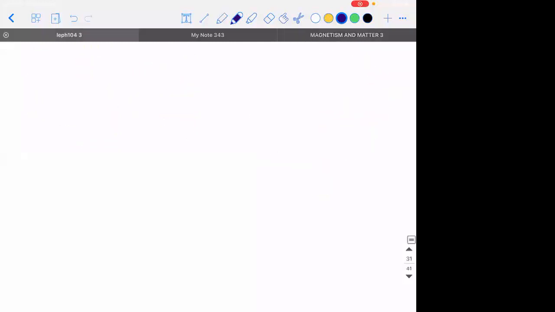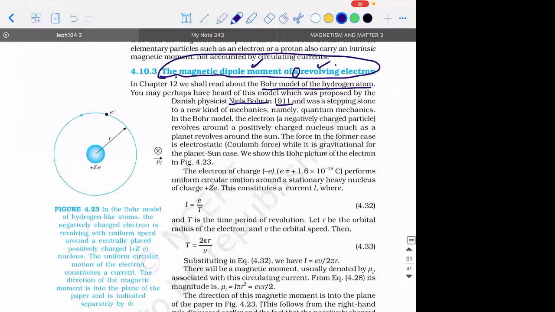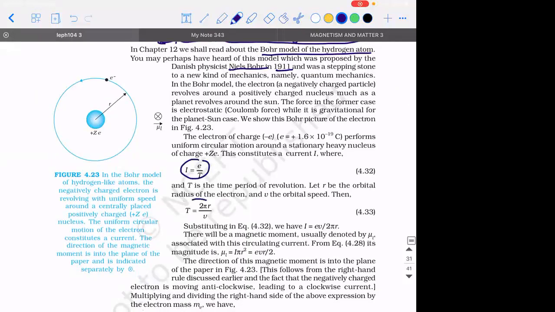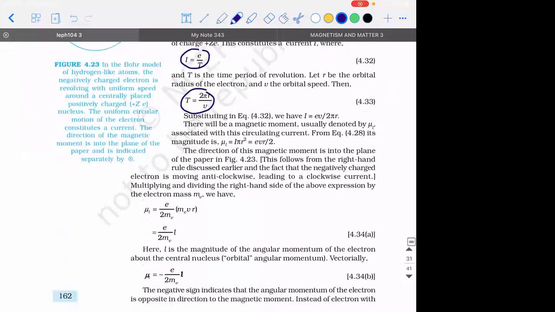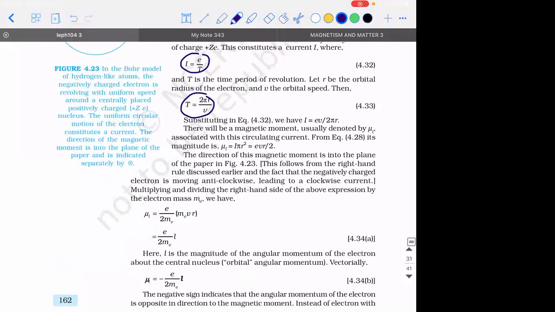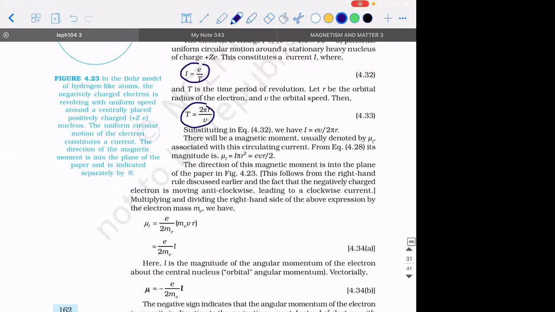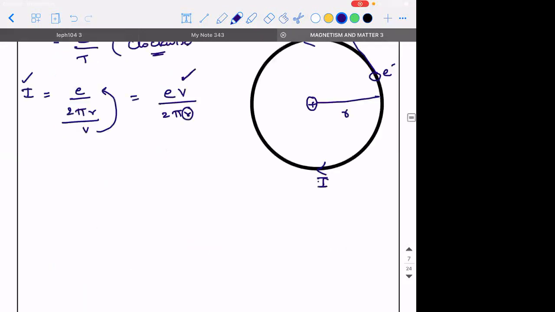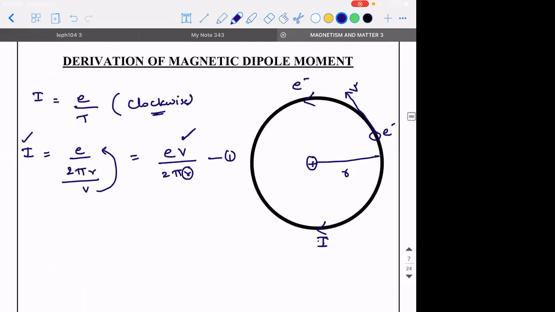Am I clear till this step? I will show you. I is equal to e by T and T is equal to 2 pi r divided by v. So what did you get as the value of current? e v divided by 2 pi r. But what is the topic again? We need to derive the magnetic dipole moment.